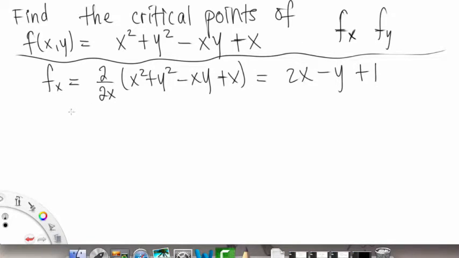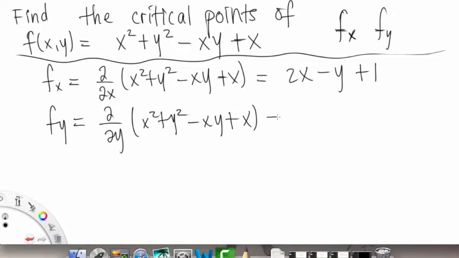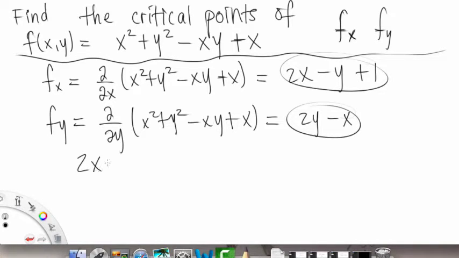And then let's take the partial derivative with respect to y. We're going to do the same thing, just with y as our variable, okay? So we're going to get 2y minus x, and that's all. Alright, so now that we have these, there is no way that these are going to be non-existent, right? Because there are no fractions or anything where we could get a 0 on the bottom. So what we're going to have to do is set them equal to 0, okay?